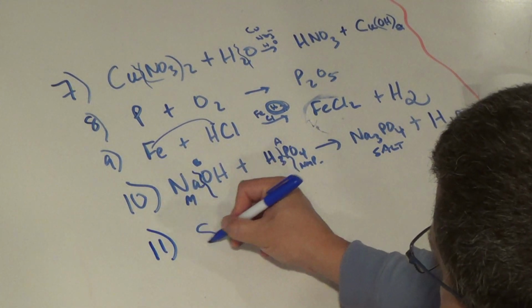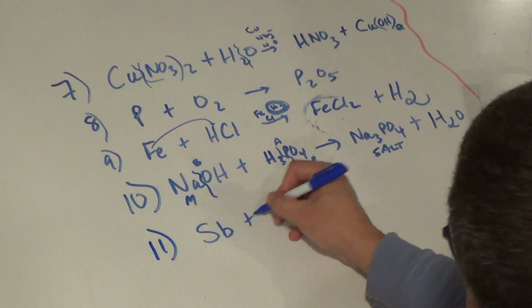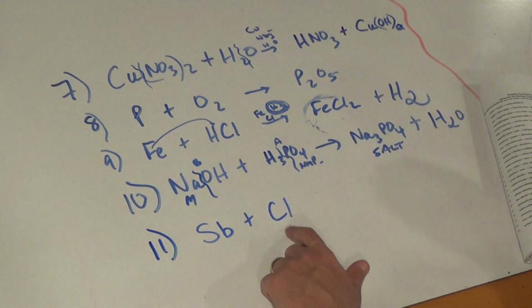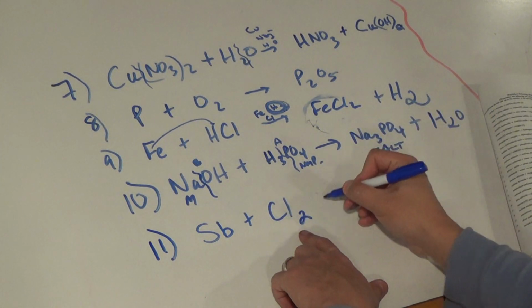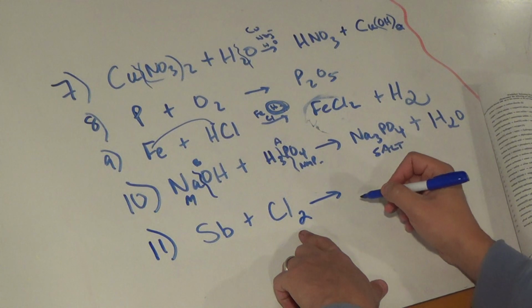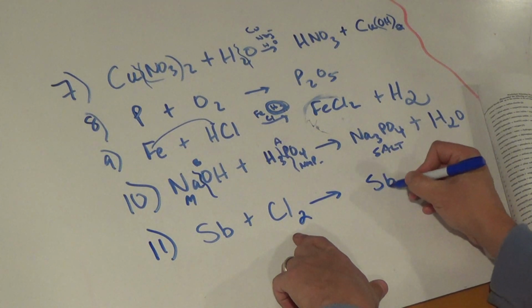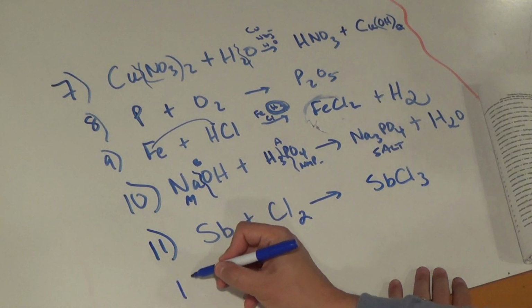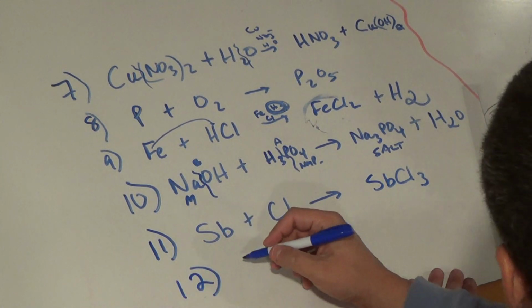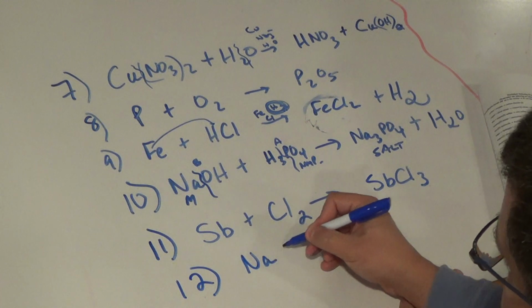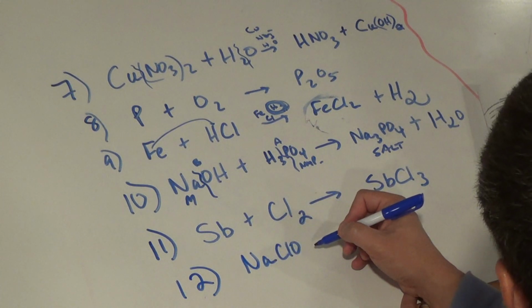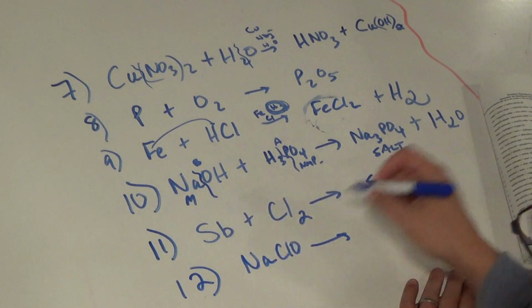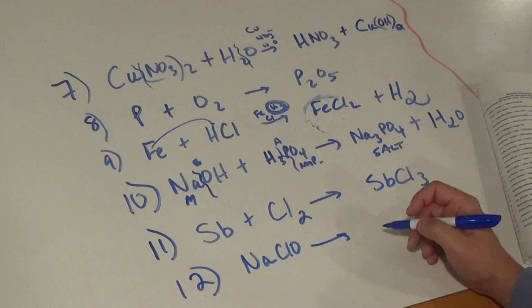Antimony, Sb, plus chlorine. Now wait a minute, it's diatomic, it's a halogen. Antimony trichloride. Okay, sodium chlorate. Let's do one more down here. Sodium chlorate, NaClO3. You guys got to know these. What do we got? Decomposition, that's synthesis. Decomposition. So you have decomposition of a chlorate.